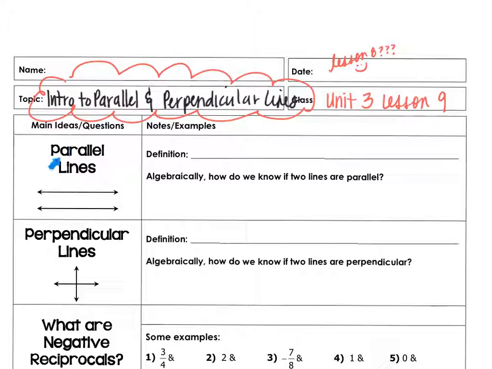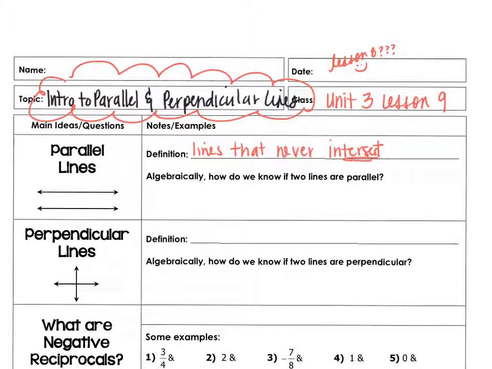What are parallel lines? Parallel lines are lines that never intersect. And what that means is they never cross. They never intersect, they never cross. So it looks like this. This is a pair of parallel lines, or lines that never intersect.